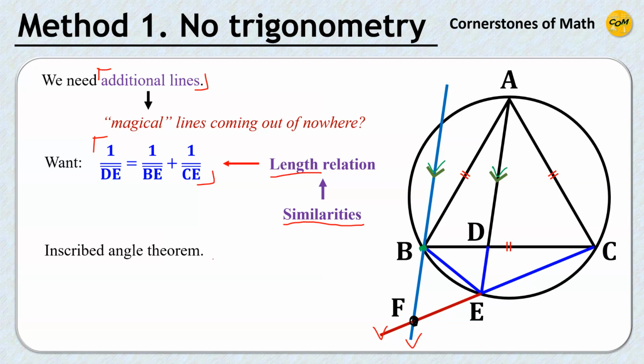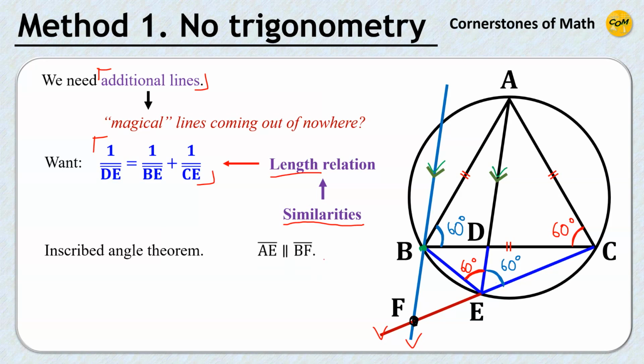First, this angle AEB is equal to this angle ACB because they are both inscribed angles of the arc AB. And since angle ACB is 60 degrees because ABC is an equilateral triangle, angle AEB is also 60 degrees. Next, also by the inscribed angle theorem, this angle AEC is equal to this angle ABC, which is 60 degrees. Therefore, angle AEC is also 60 degrees.